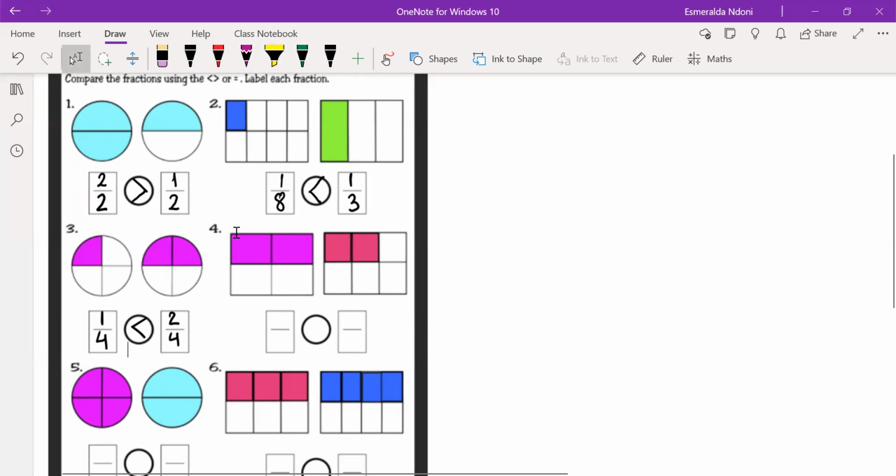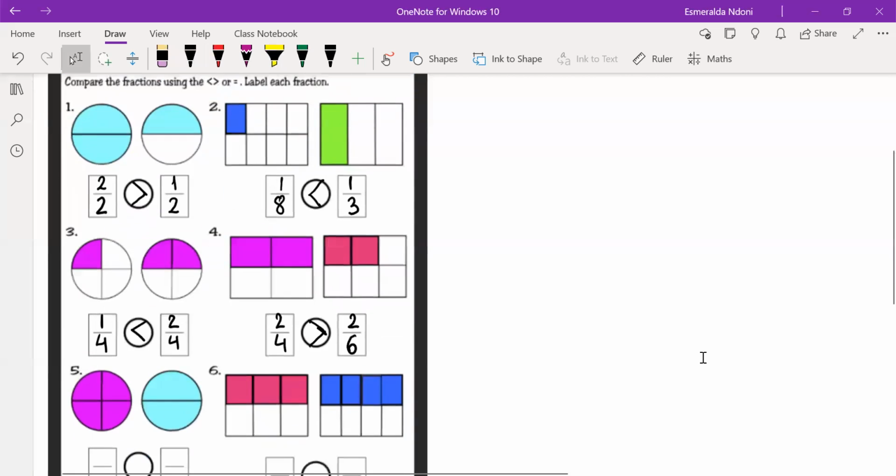Moving on to number 4, is split into 6 parts. 2 of them are colored. Call out the answer for the denominator that goes on here. 6, well done. Numerator, call out. 2, perfect. Which one is bigger? That is bigger because it's more space colored.